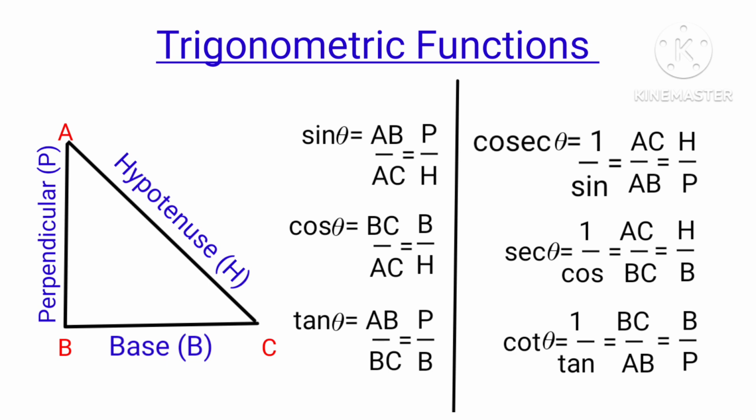Next cot theta. Cot theta can be written as 1 by tan theta or cos theta divided by sin theta. So that is equal to BC divided by AB, that is equal to base divided by perpendicular.